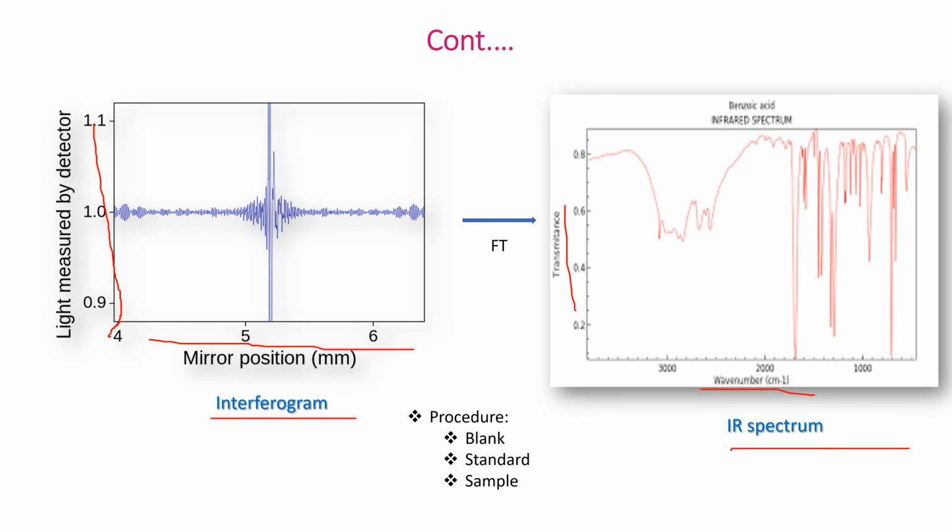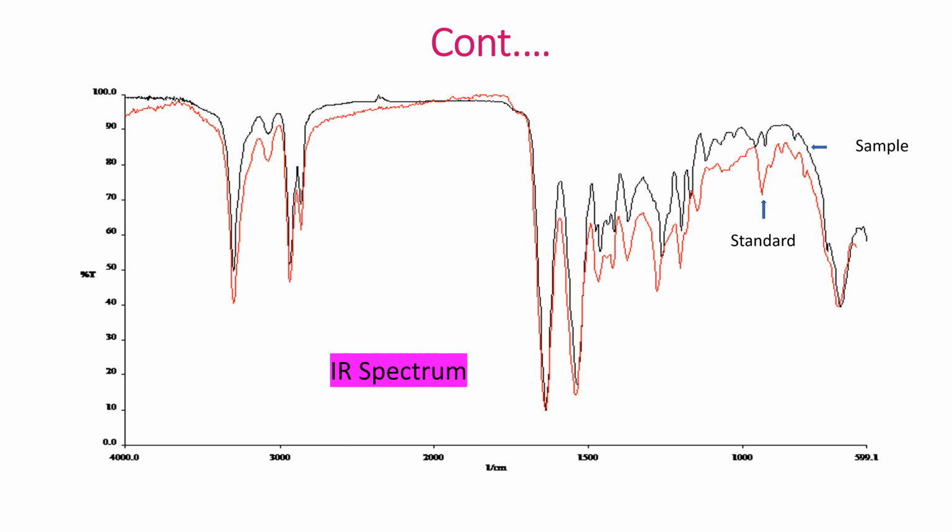Now the question is what is the procedure for performing IR? First, a blank is run, then IR of a standard sample is performed. After that, IR of the sample is performed. Then the sample IR spectrum is compared with the standard IR spectrum to check the identification of the sample.